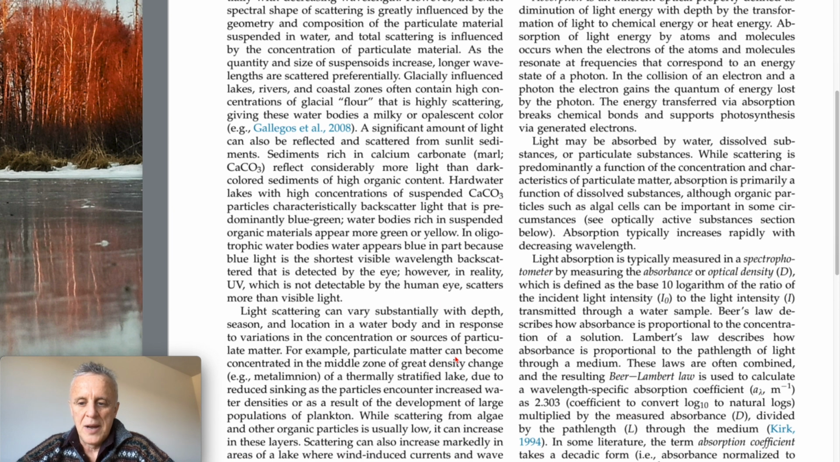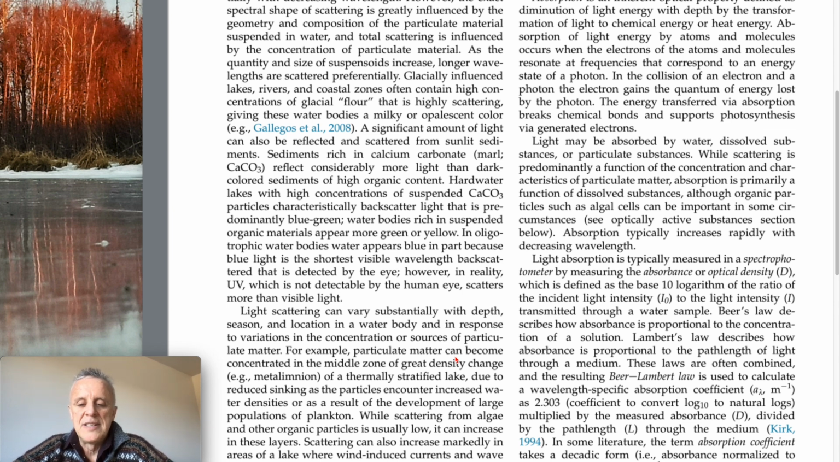Light may be absorbed by water, dissolved substances, or particulate substances, while scattering is predominantly a function of the concentration and characteristics of particulate matter. Absorption is primarily a function of dissolved substances, although organic particles such as algal cells can be important in some circumstances. See optically active substances subsection below. Absorption typically increases rapidly with decreasing wavelength.